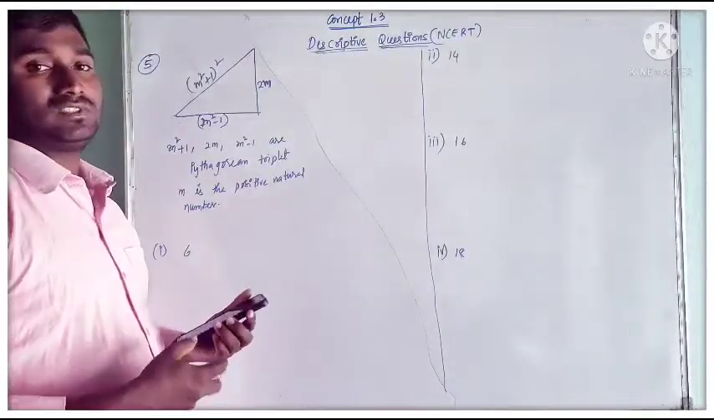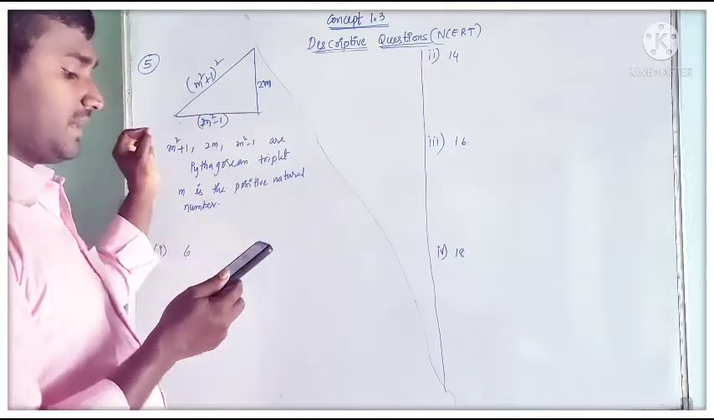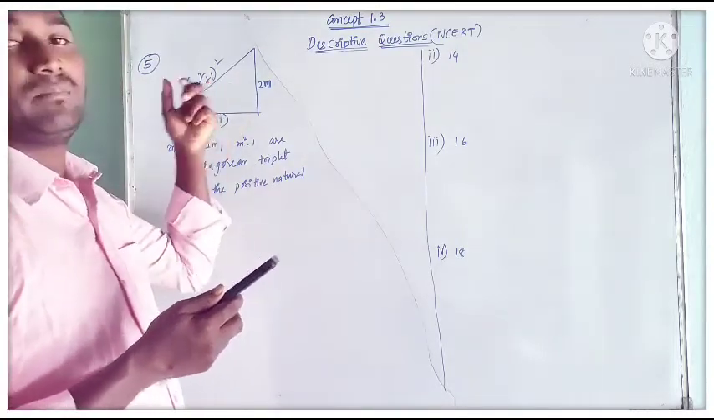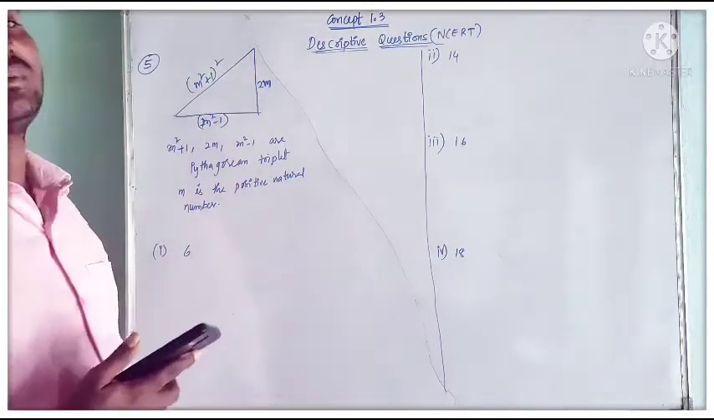Next question. Now I am going to discuss with you the fifth question. Write a Pythagorean triplet whose one number is given. So one number of the triplet is given, and we need to find the remaining two sides.